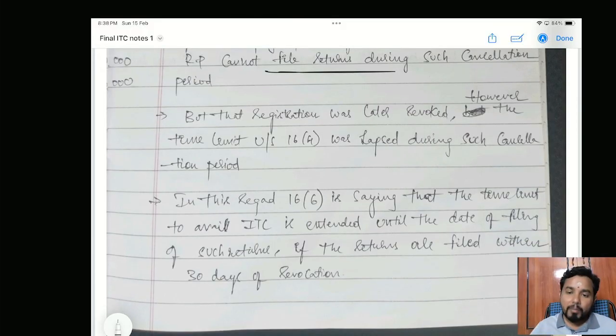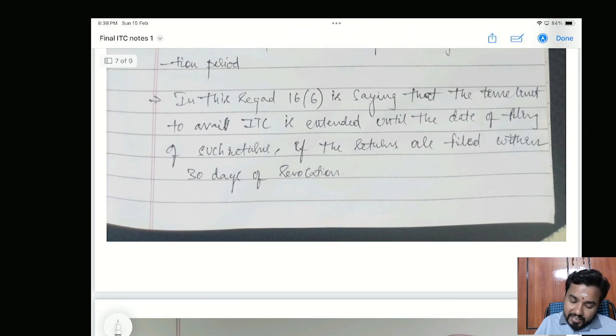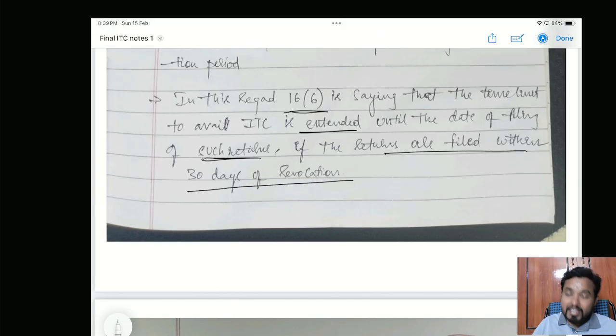However, you have applied for the revocation of cancellation and your registration got revoked. Once your registration got revoked, the problem was the time limit given under section 16 subsection 4 has expired. Because of this cancellation itself, you cannot file the return, so in the meantime, the 16/4 time limit has expired. Now in such a scenario, what do I have to do? What relief is the department providing? Section 16 subsection 6 says that the time limit to avail ITC is extended until the date of filing of such return, if the returns are filed within 30 days of revocation.